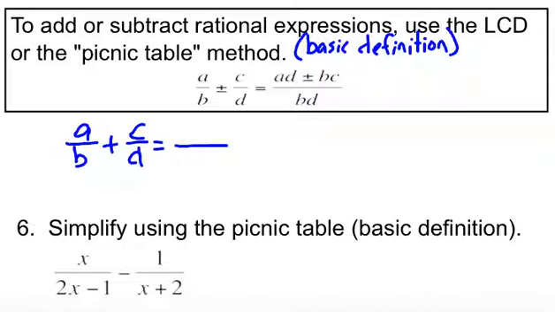We don't really know what b and d are, so our common denominator is just going to be b times d. Okay? Now, in order to get b times d, this fraction, we have to multiply top and bottom by d. And this other fraction, we would need to multiply top and bottom by b. So now we have our common denominator, bd, and our numerator is ad plus bc.